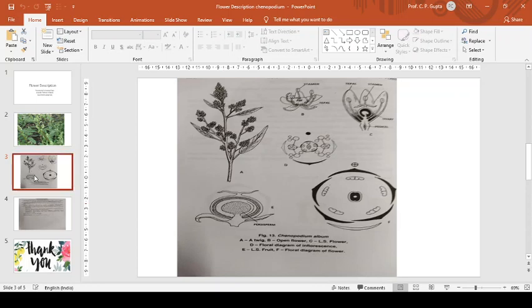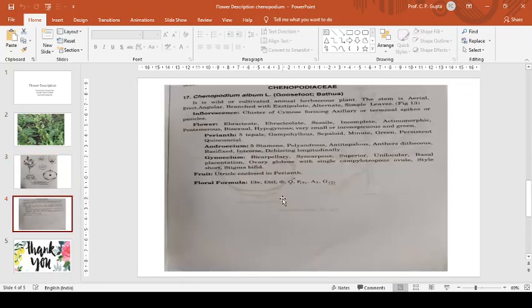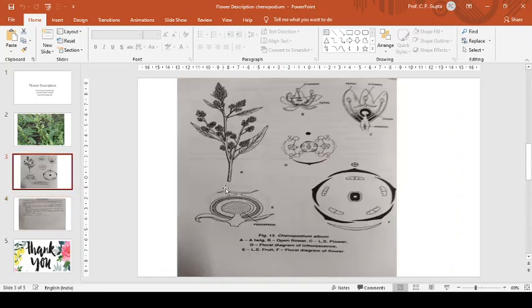Now floral formula. Bracteate. This is bracteate, ebracteate. Actinomorphic, hermaphrodite, P5, free, A5, free, and G2, gynoecium 2 and ovary superior.